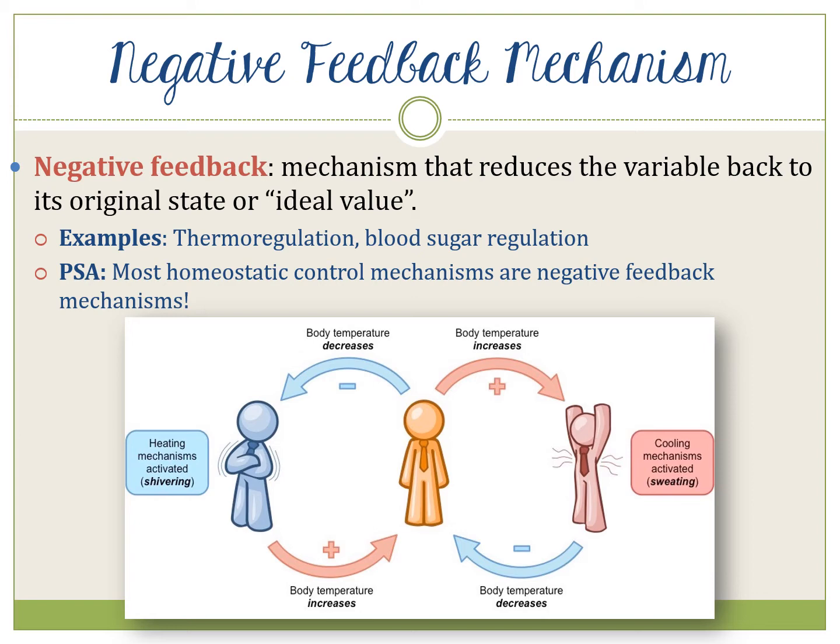An example of this is thermoregulation or blood sugar regulation. In the image down here, I'm showing thermoregulation, where we see a body temperature decrease or a body temperature increase, and we are working to ensure that our body temperature gets back to that normal value or that set value. So PSA, most of our homeostatic control mechanisms are actually negative feedback mechanisms. Most of them are working to get things back to normal, back to how we want them to be as far as that set point value.